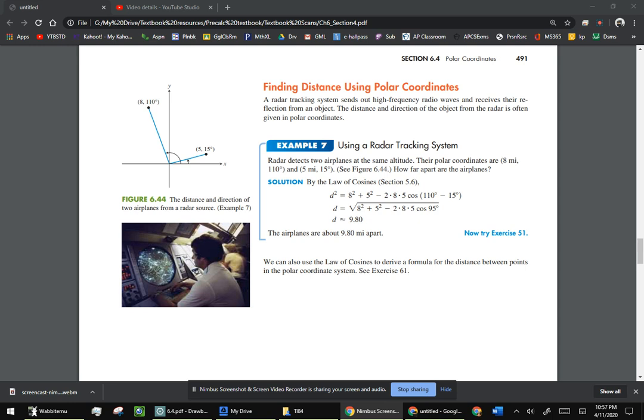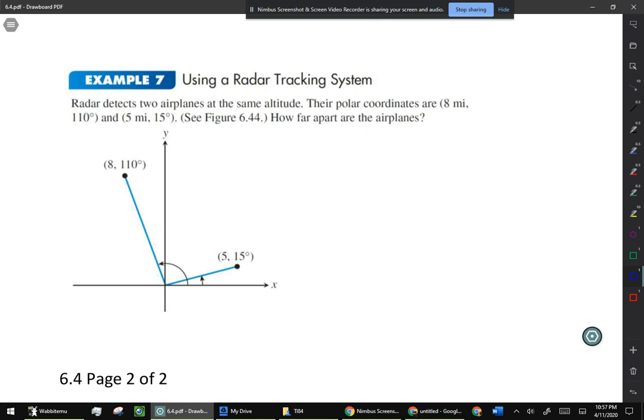All right, wrapping up 6.4 with example 7. This one's actually pretty good. All we got to do is do a little bit of law of cosines. We got, let's see, a radar detects two airplanes, so an airplane here and an airplane here at the same altitude. So this is a bird's eye view of two airplanes. So this bird is really high up looking at two airplanes from above.